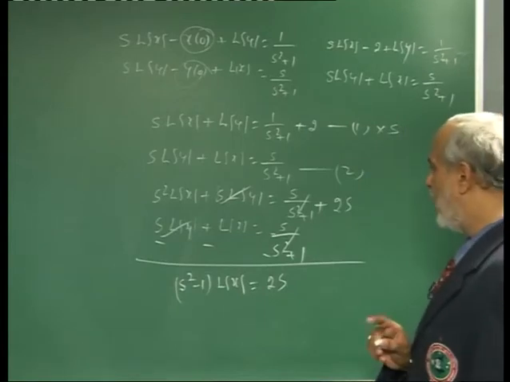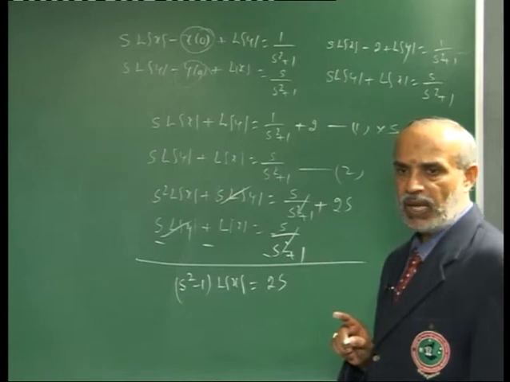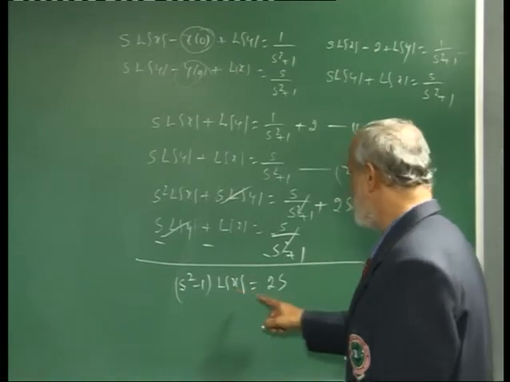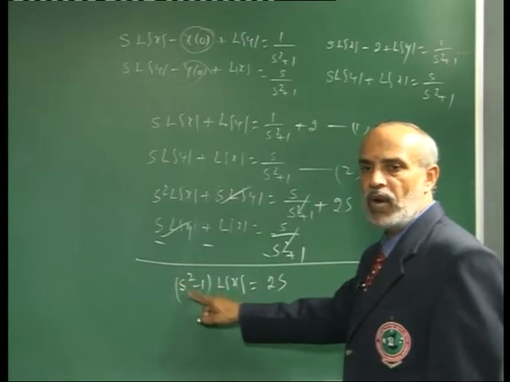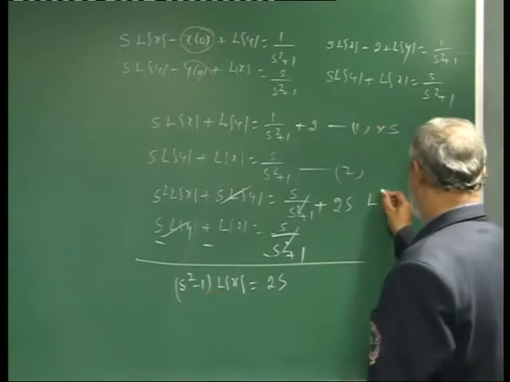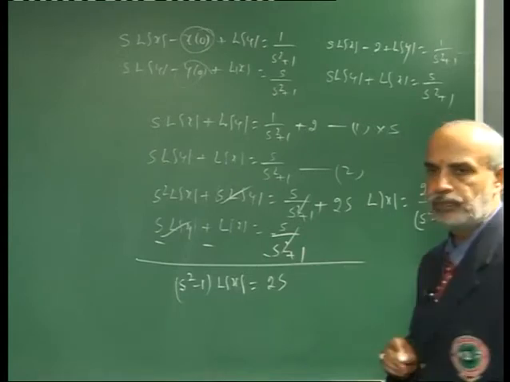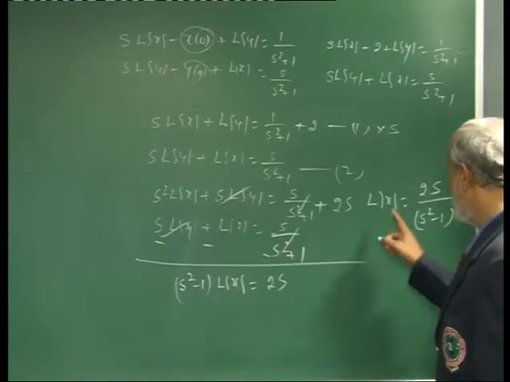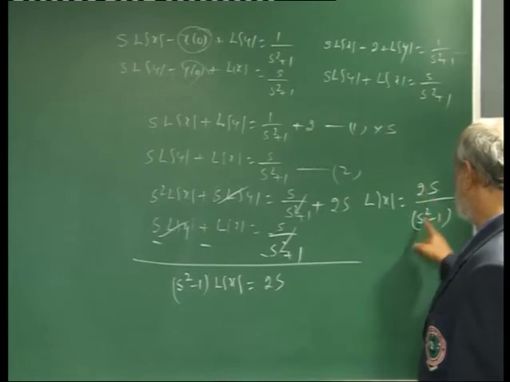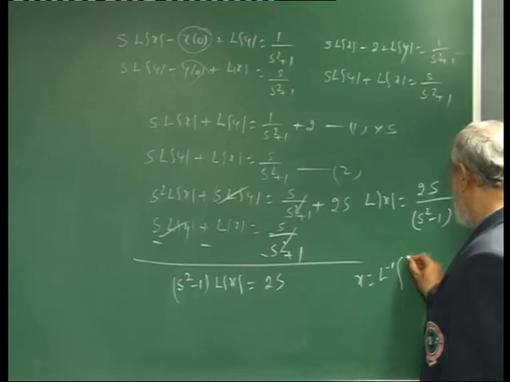Now, after getting s square minus 1 plus L of x is equal to 2s, keep the L of x term as it is and transfer s square minus 1 to the RHS. Then L of x is equal to 2s divided by s square minus 1. Now x is equal to L inverse of 2s divided by s square minus 1.